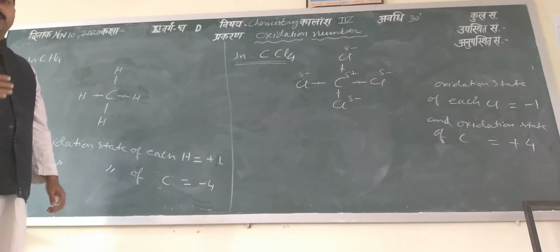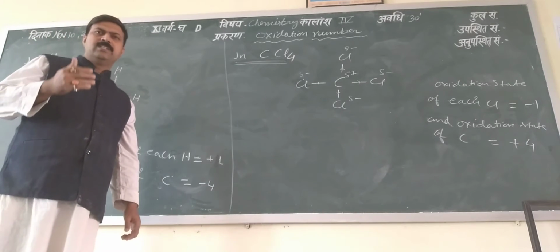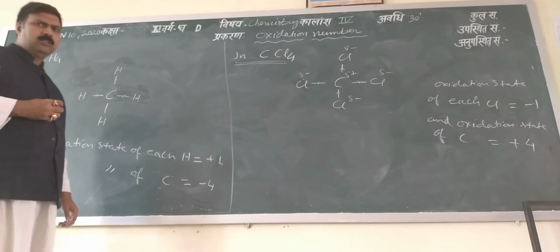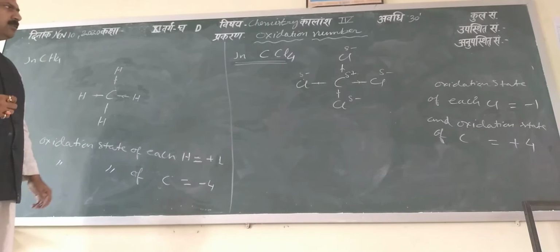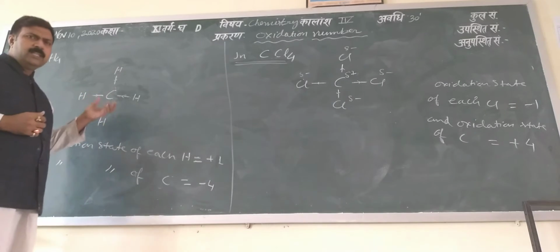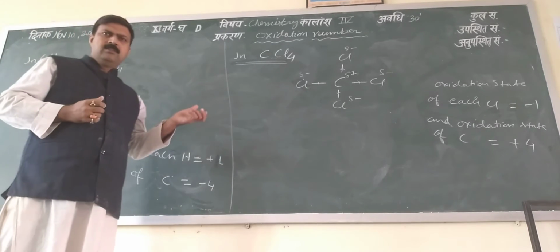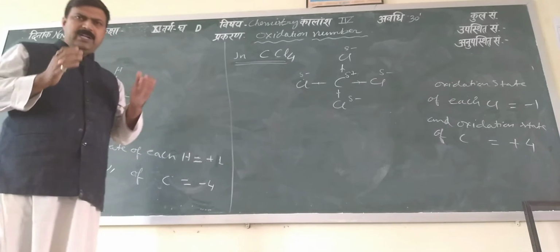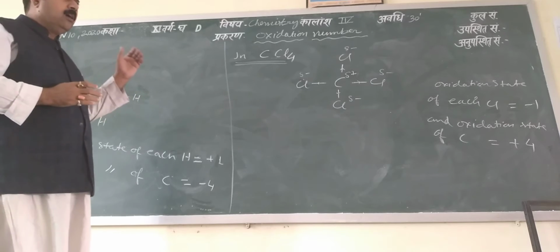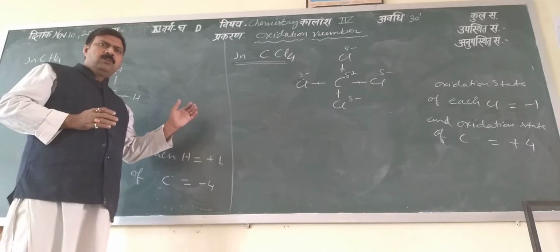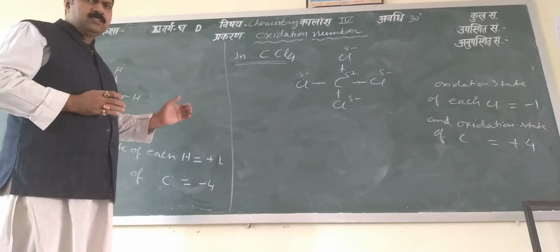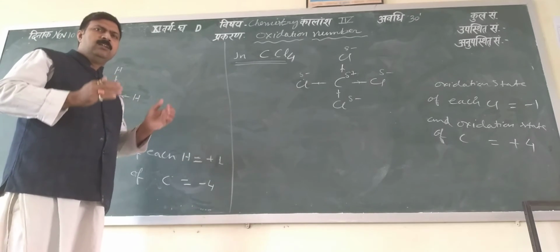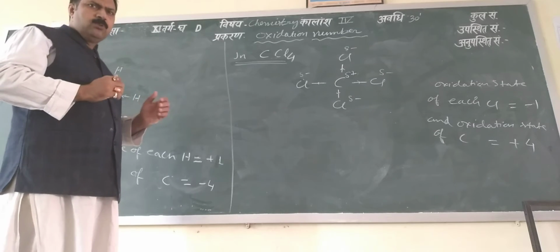Students, today we will study about oxidation number. How we will assign the oxidation number in compounds. Oxidation number is equal to the formal charge which is predicted or assigned on each atom of different elements in a compound or in combined state according to certain rules. These rules are as follows.